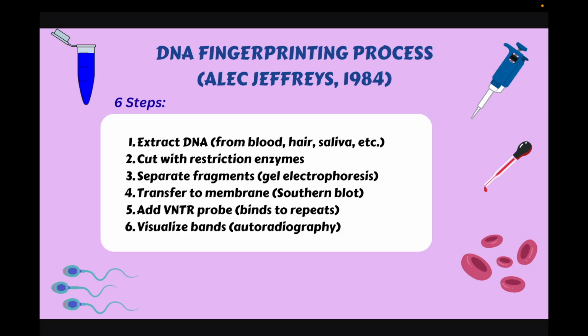Because the probes are radioactive or fluorescent, they can be visualized on the X-ray film or autoradiography, revealing a unique pattern of bands. This is how identification is done. So the next step is detection of bound probe using autoradiography. It creates a pattern of bands, and each person's pattern is unique.